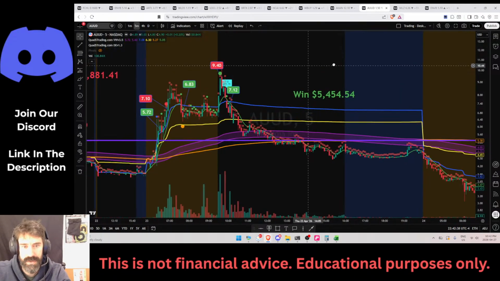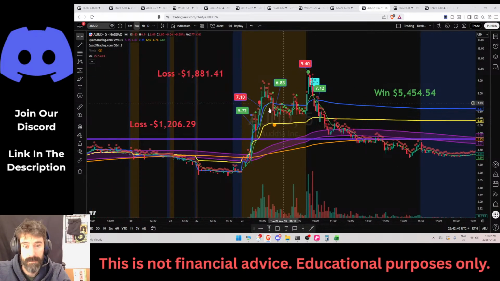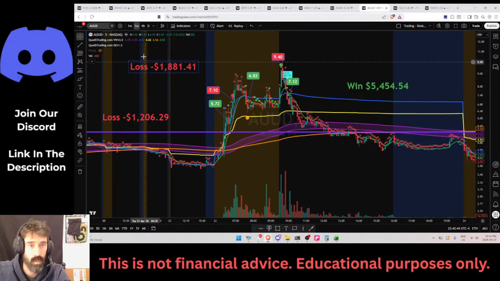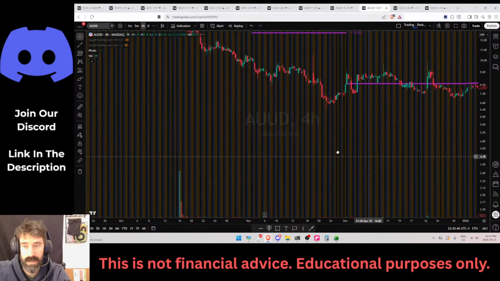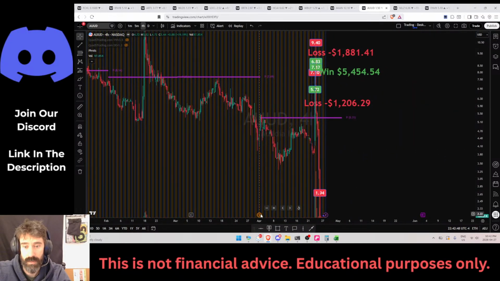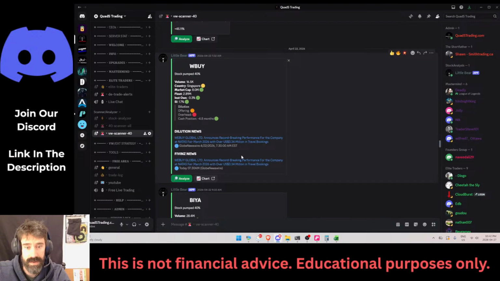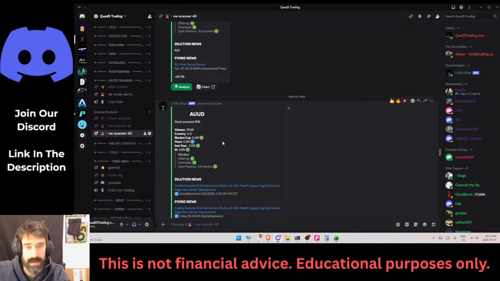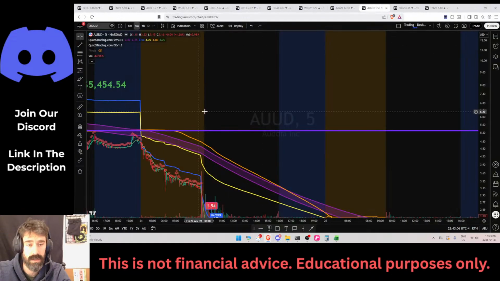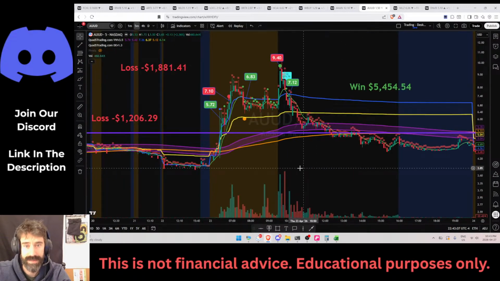AUUD, this one here was a VW1, 2 stop outs. However, in our Discord, we know a pattern where if a stock does a reverse split, which it did right here, and is a nano float. So if you look at the Discord, let's find AUUD. $500,000. So this is a nano float. It needs cash. Everything on this one here is green. That means that they're going to pump the stock to dilute it. Guess what? That's exactly what they did.